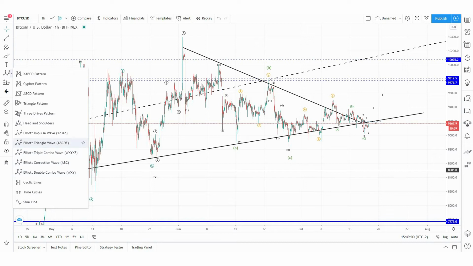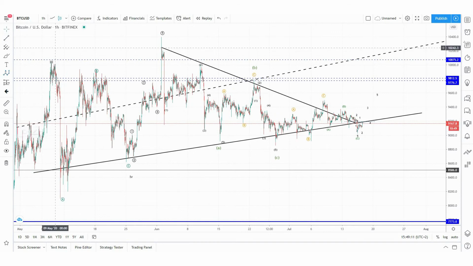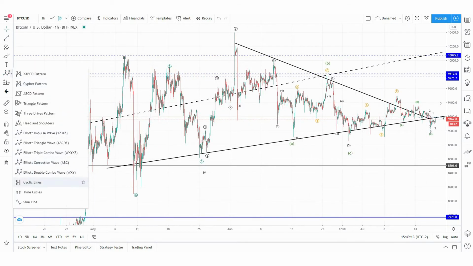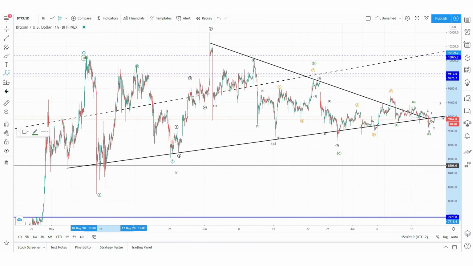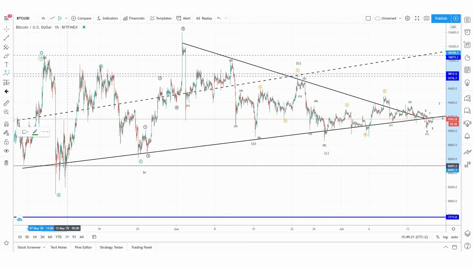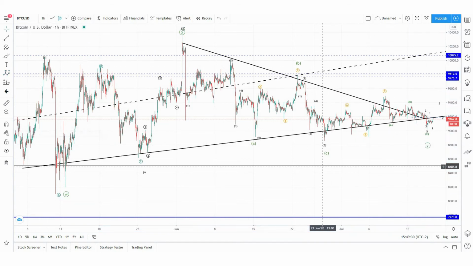that would look potentially something like an ABCDE, or, well, let's look at it like this. It would definitely be a WXY of a higher degree. So this could be a W, this could be an X, and this could be a Y.